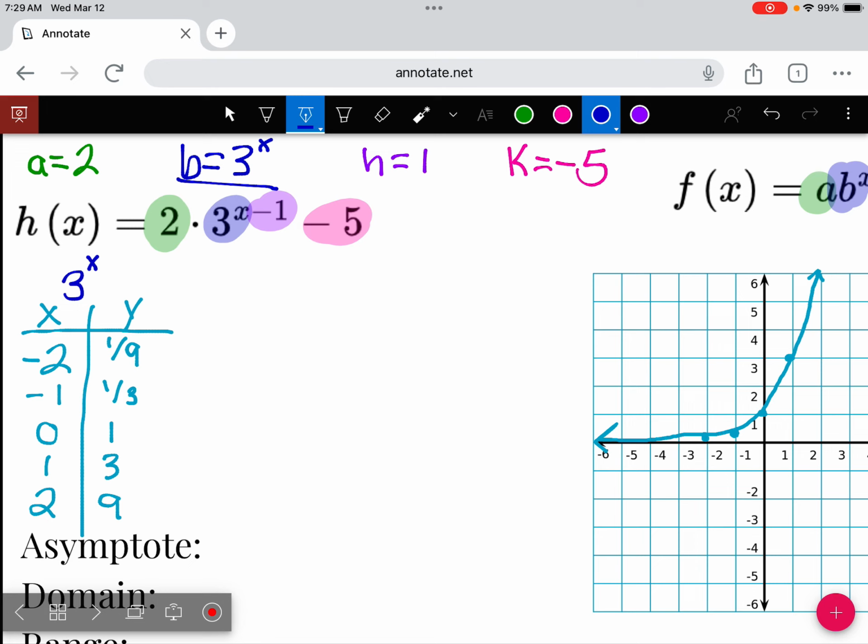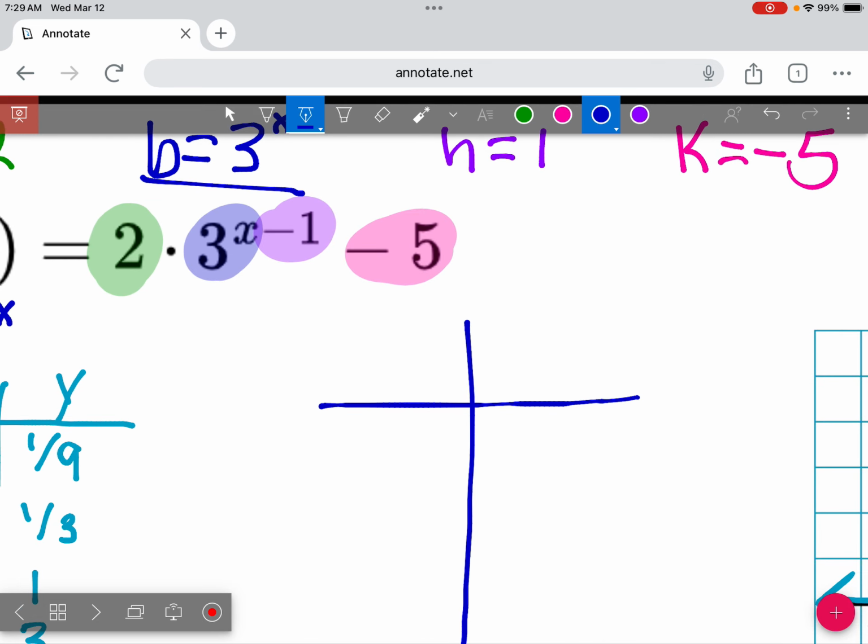For our transformed function, our h of x. Yes? I didn't even put the colored pencils away. If you want more than one color, I have a whole bin of them. Same colors as everything. That's fine.